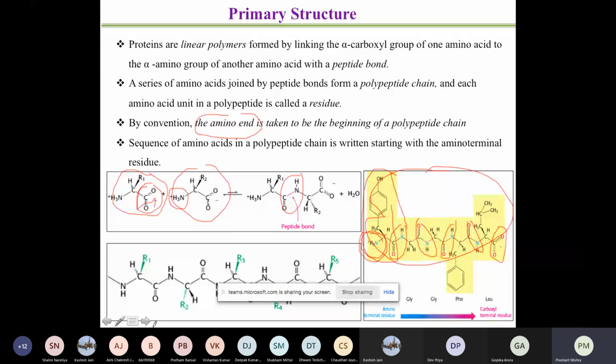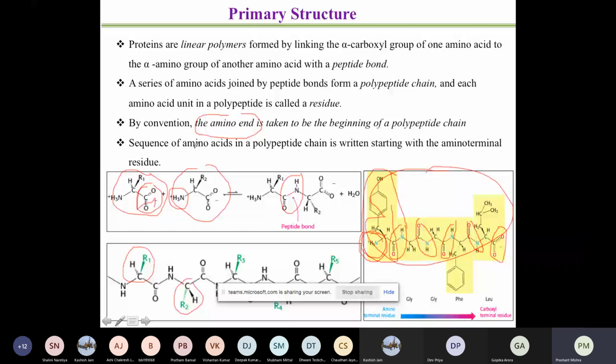Now, this is what has been shown in this picture. This is another polypeptide chain. You will be learning that this group is on one side, this group is on another side. So we will talk about what is the trans orientation and what could be the cis orientation. These things we will take up a little later.